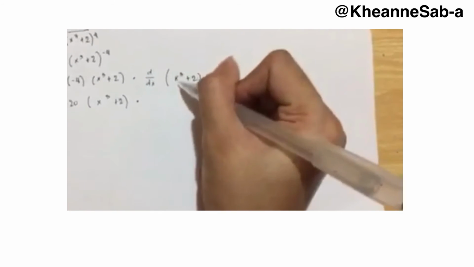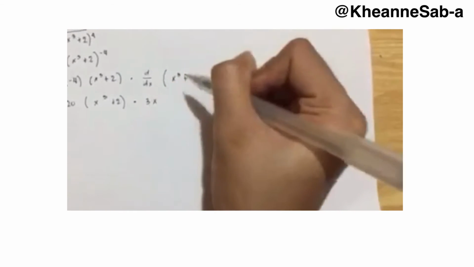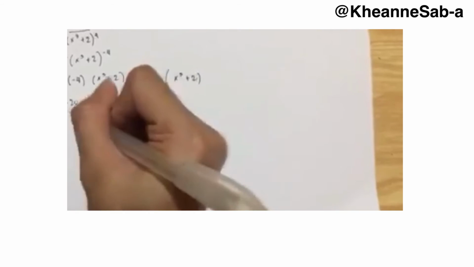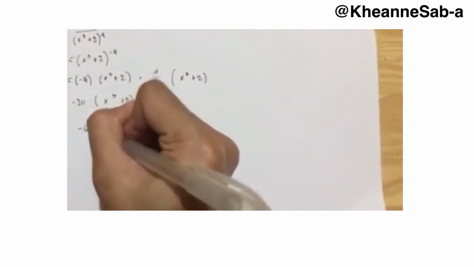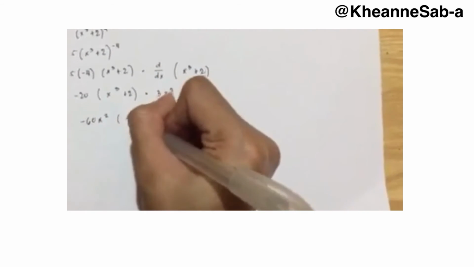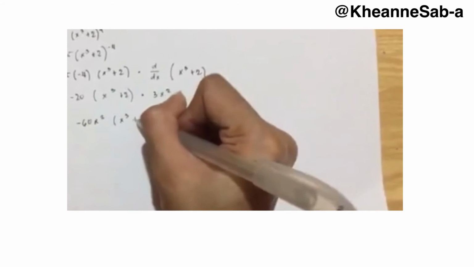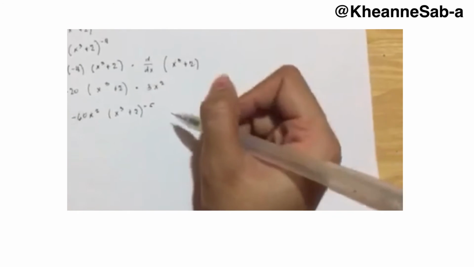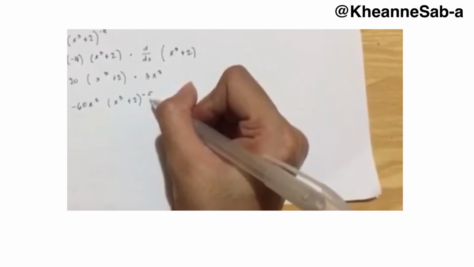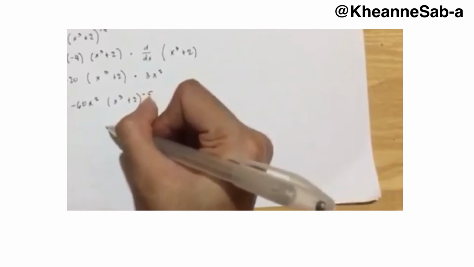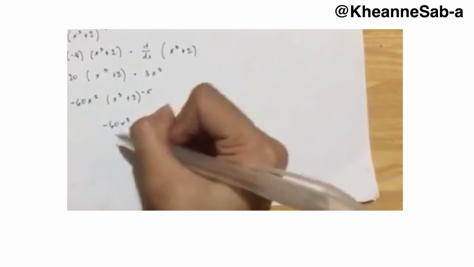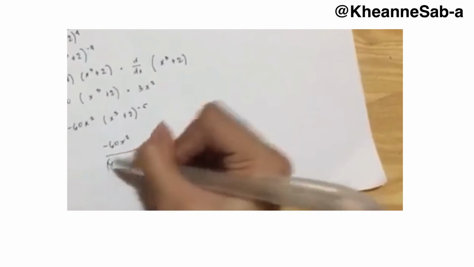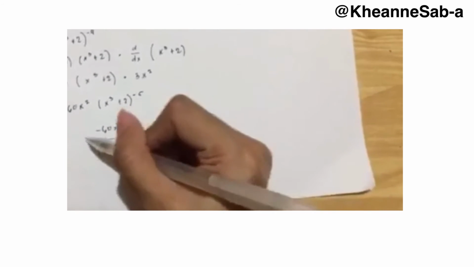Then I'm going to bring down 3. 3 minus 1 will be 2. Then the constant will be 0. Multiply 3x squared and negative 20, so this will be negative 60x squared. x cubed plus 2 to the negative 4 minus 1 will be negative 5. Since there will be no negative in the power as the final answer, we're going to make it positive, so the answer will be negative 60x squared over x cubed plus 2 to the positive 5. So this will be our final answer.